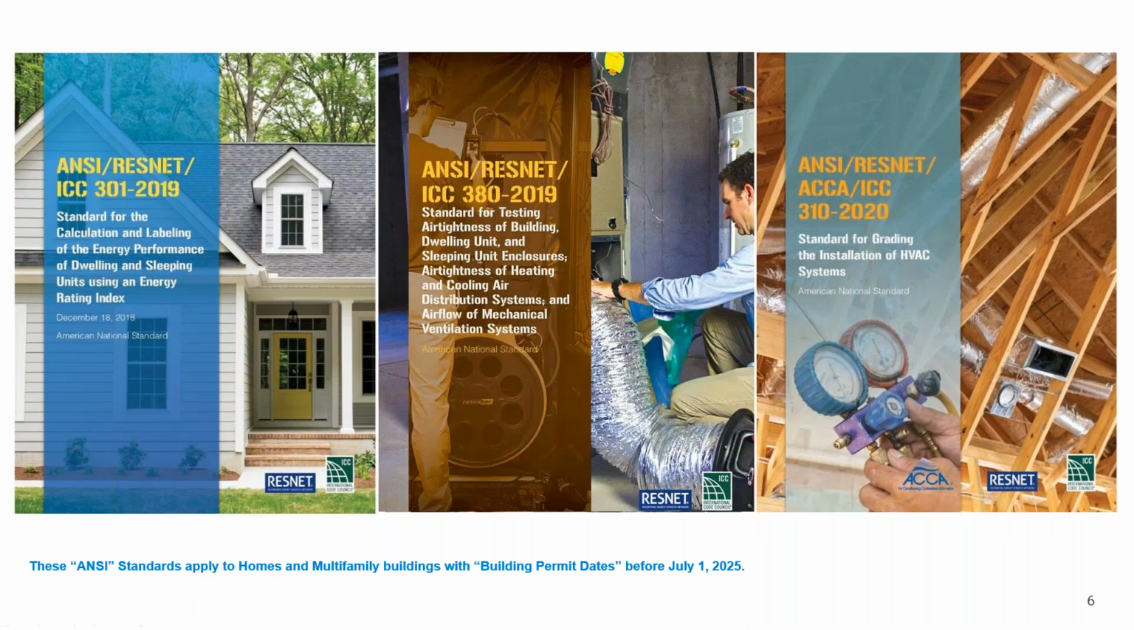And again, in terms of providing the right amount of background, these are our ANSI standards. So we have ANSI ResNet 301, 380, and then we have ACCA ResNet 310 for HVAC rating. So when we talk about what is required, if you have active ratings right now, and they had a building permit date, and that's in quotes for right now because I'll explain exactly what the building permit date means and some alternatives for the actual building permit later in the presentation. If you have a building permit date that's before July 1st of this year, so more than 5-6 months ago, none of the changes we're going to talk about affect you, right?